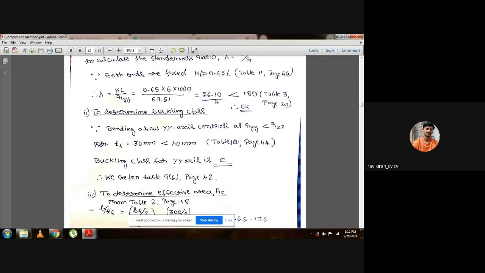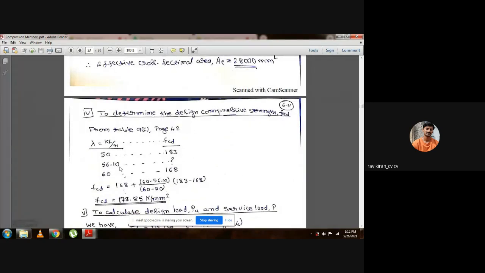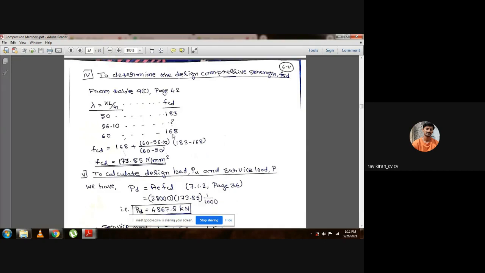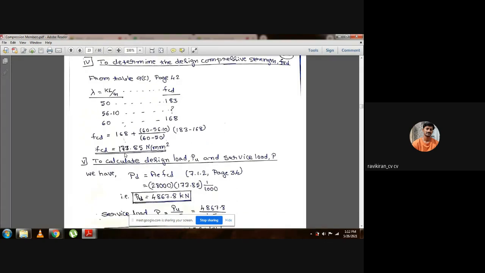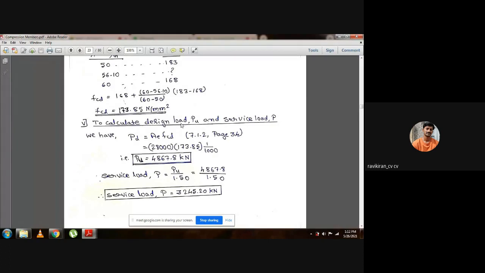For KL/r value 56.1, open the code book IS 800, page number 42, table 9C. In that, for 50 it is 183 and for 60 it is 168, but we want the FCD value for 56.1. Once you do interpolation, you will get 173.85 Newton per mm square. So after this, to calculate the design load PD and the service load P, PD is equal to area into FCD.